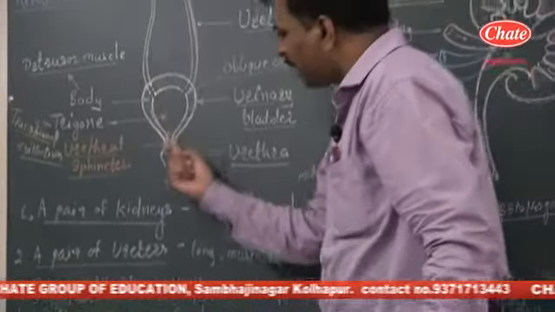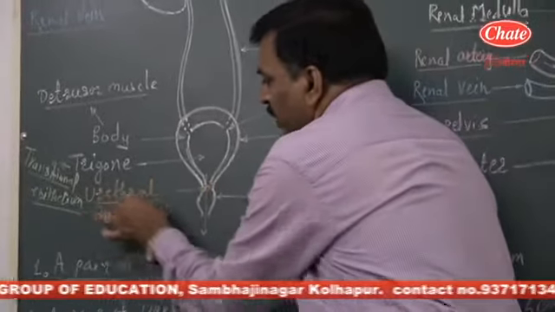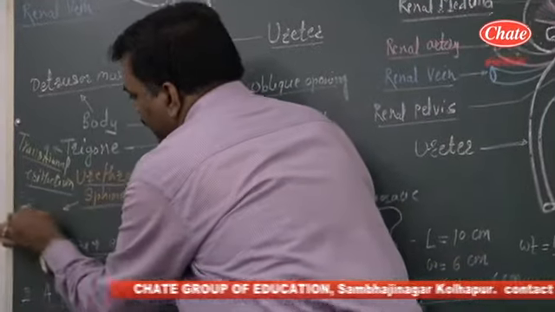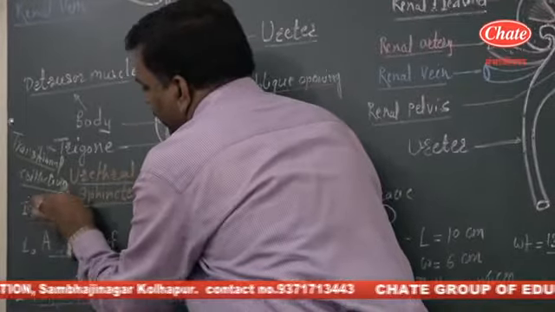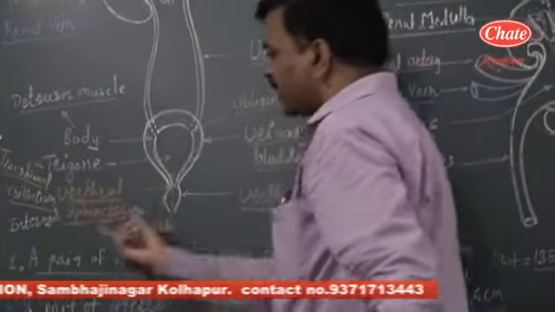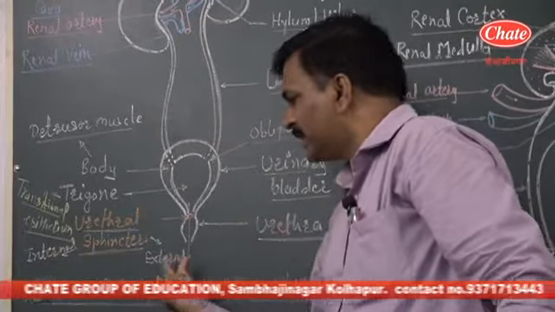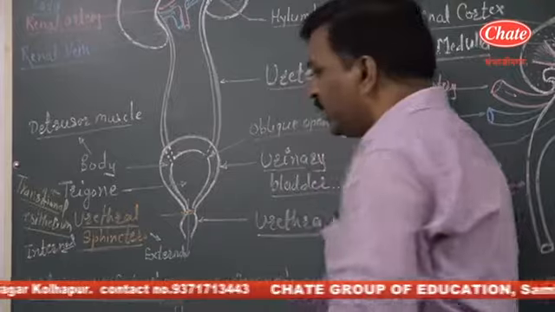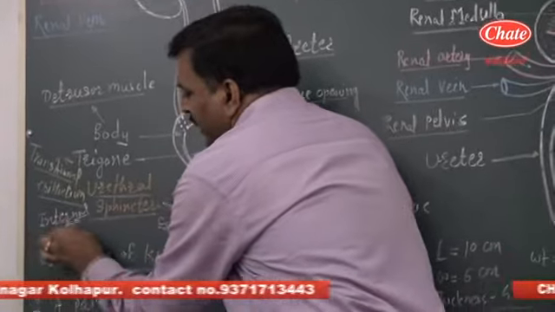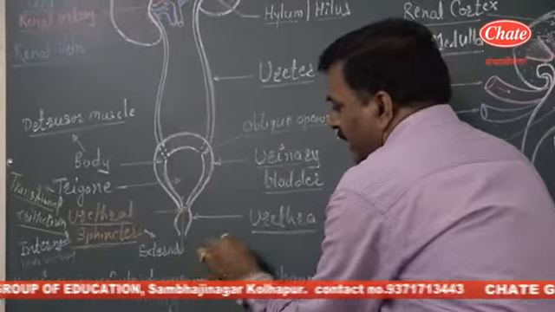At the junction of the urinary bladder and urethra, we can observe the urethral sphincters. There are two types of urethral sphincter: the internal urethral sphincter and the external urethral sphincter. Now when we differentiate these two, the internal sphincter is involuntary in nature, while the external sphincter is voluntary in nature.